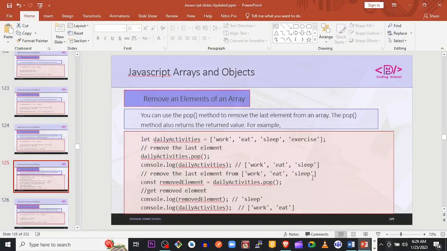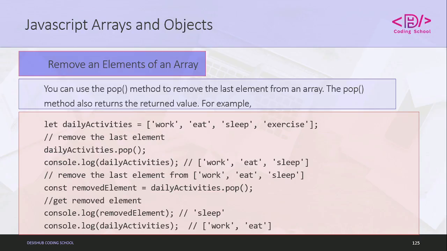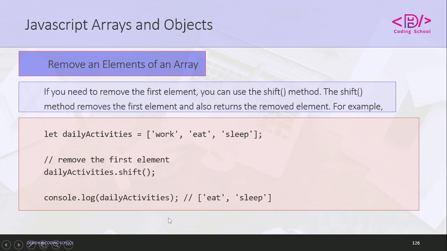So let's continue. There are very many examples you can try out here. You can try out all these methods. We have done this, whereby you can console.log the removed item. Now another method is the shift method. So if you want to remove the first element, you can use the shift method. The shift method removes the first element and also returns the removed element.